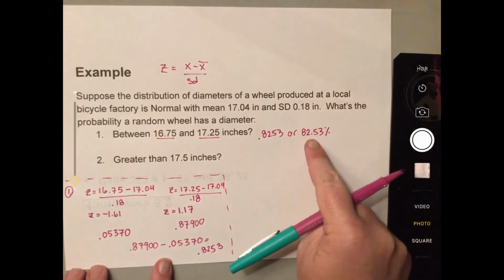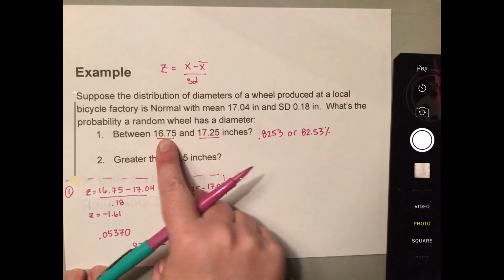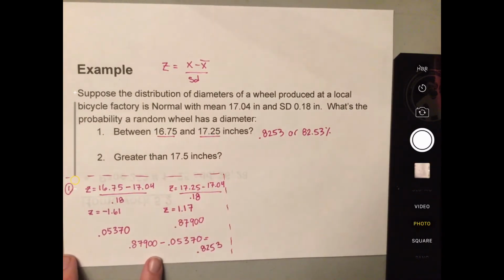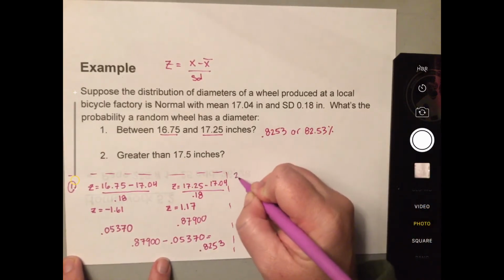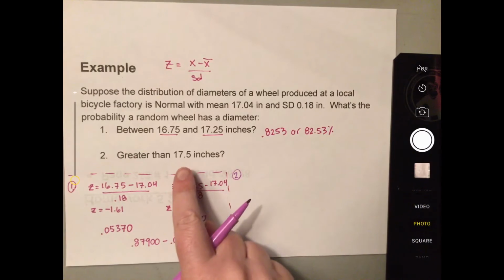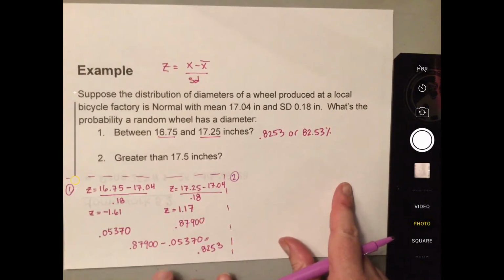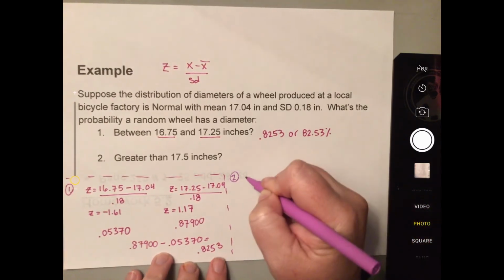or 82.53% of the data fall between 16.75 and 17.25. Now let's do number 2. We want to find the probability that the wheel diameter is greater than 17.5. Well, our first step is to convert that 17.5 into a z-score.